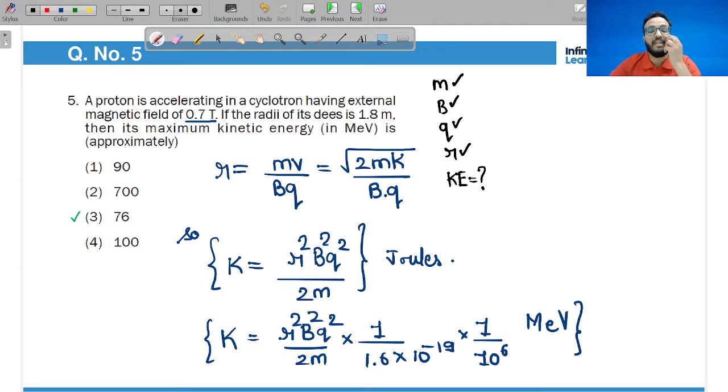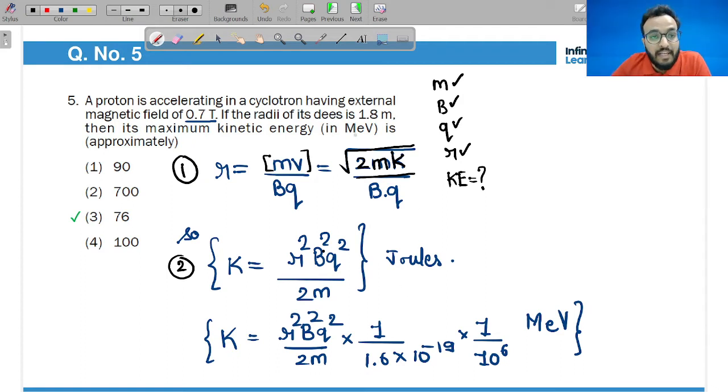So it's very simple. Do we have any formula related to radius and kinetic energy? Yes, formula number 1. Can you see this here? Radius is mv by Bq and mv is the momentum. And momentum can be written as root over 2mK. Root over 2mK. Can you see this? Now upon Bq will remain as it is. So what we are going to do is shift every parameter and then finally say kinetic energy is r square B square q square by 2m joules.